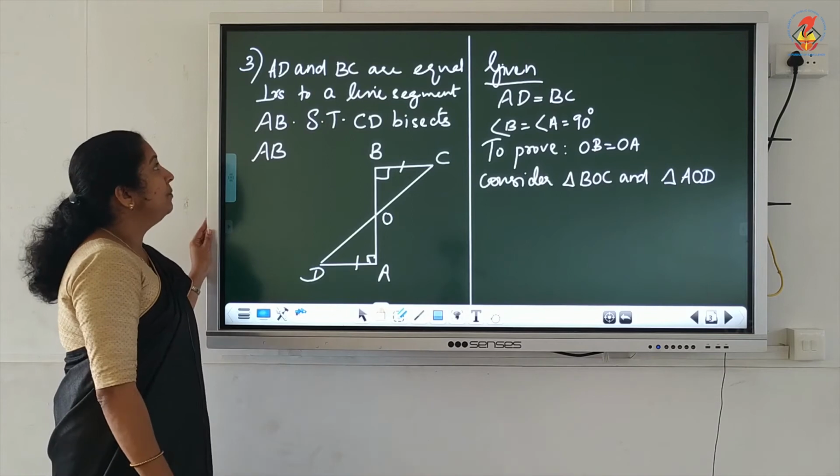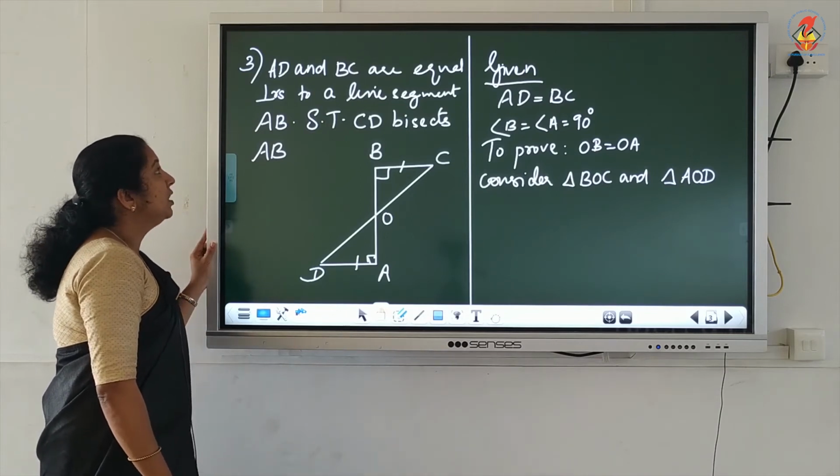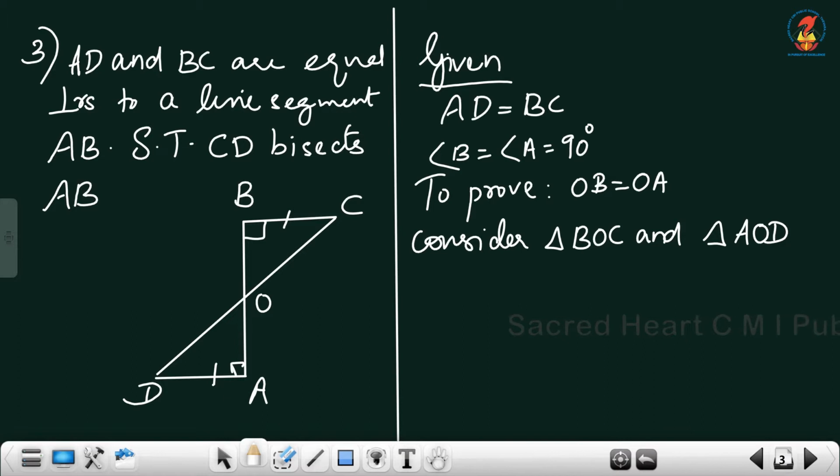Next, third question. AD and BC are equal perpendiculars to a line segment AB. Show that CD bisects AB. AD and BC are two equal perpendiculars. What is given? AD is equal to BC and angle A is equal to angle B is equal to 90 degrees. To prove, what do you have to prove? CD bisects AB. CD bisects AB means OA is equal to OB. This is what we have to prove.